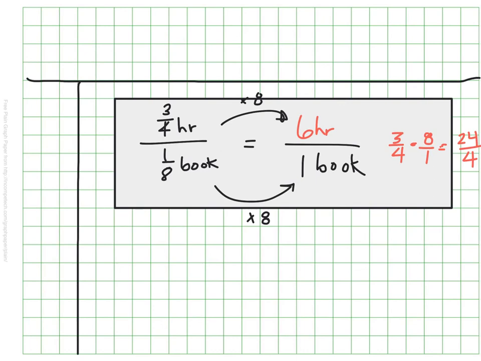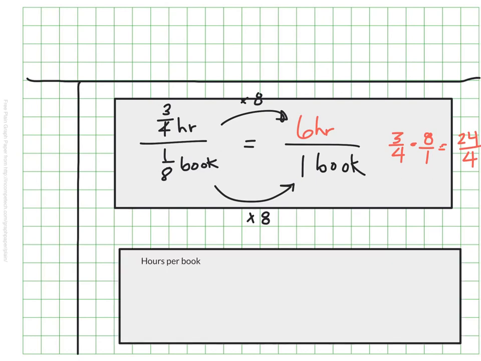And speaking of strategies, there's yet another way that you might approach this. And it might be useful when we work with even less friendly numbers, with even more complex numbers. We are looking for hours per book. So one thing we can do is take our hours and divide it by the amount of book that he read, right? So we can take 3/4 of an hour and divide it by his 1/8 of his book that he's read.